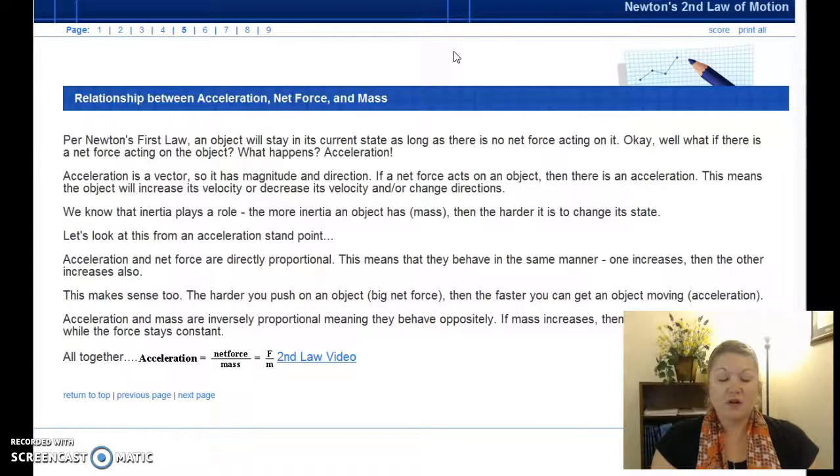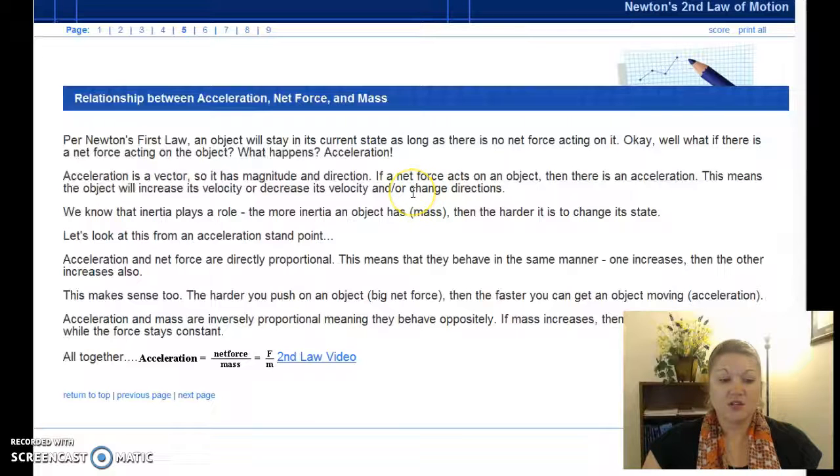If you remember, an acceleration is a change in velocity with respect to time. Well, that means you could change your velocity as an increase, a decrease, or you could change directions, right? Because a vector quantity like acceleration has magnitude and direction. So if we get an acceleration due to having a net force, we need to know how to deal with that. And that's where Newton's second law comes into play.